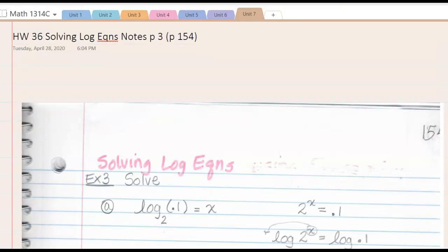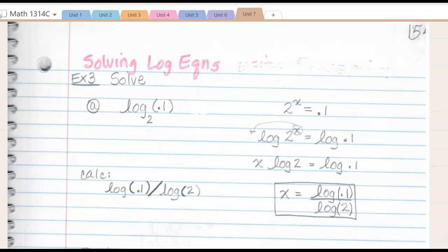This video will cover the third page of notes on the topic of solving log equations. In the previous page, we solved exponential equations by using logs. Now we're going to solve equations that have log in them. So we are solving log equations.